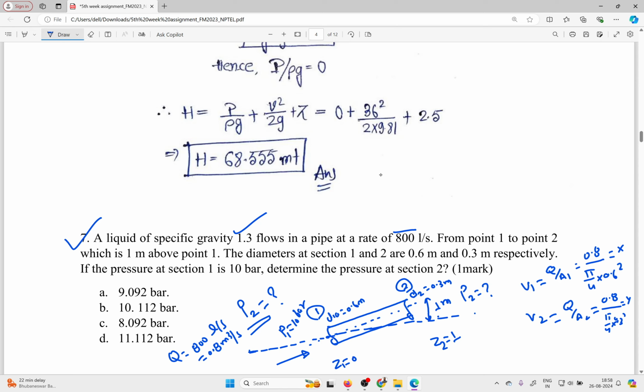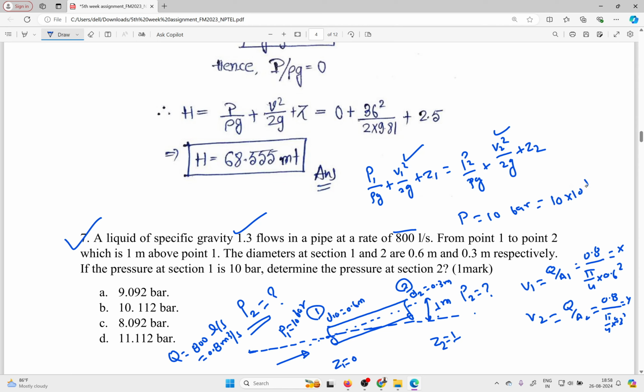So what you will do, you write your Bernoulli's equation at section 1: P1 by rho g plus V1 square by 2g plus Z1 is equal to P2 by rho g plus V2 square by 2g plus Z2. Z1 and Z2 values are given. You already know the velocities. P1 value you already know, how much is given? 10 bar. 10 bar means how much? 10 into 10 to the power 5 Newton per meter square, or you can say Pascal.